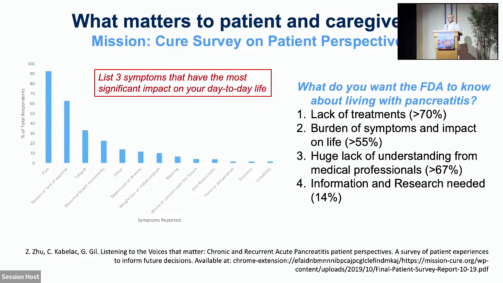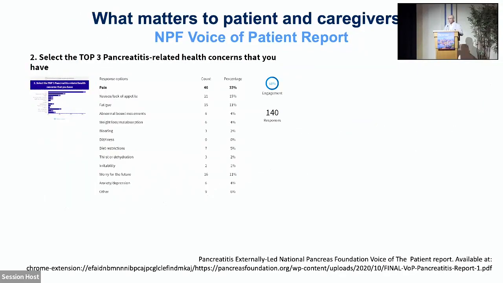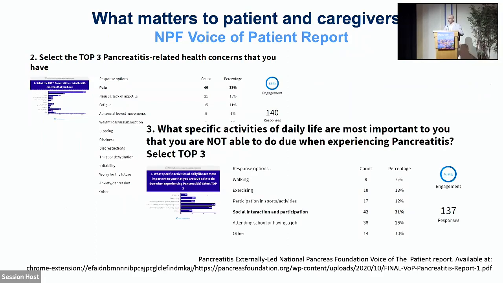When patients and caregivers were asked what they would like the FDA to know, the most important was the lack of treatment. The second was the burden of symptoms and the impact it has on quality of life and life in general. The third was more of an education gap, in the sense that healthcare professionals may not understand very well what they are going through and how best to help them. And then, more research is needed. The results from the NPF effort in this area, the Voice of the Patient report, were very similar in terms of the three most important symptoms of interest to patients. And when they were asked what aspects of life are most affected, it was social participation and interactions that were considered most important.